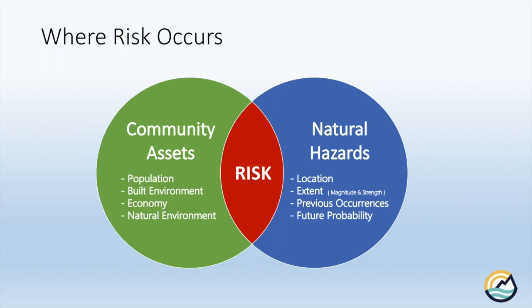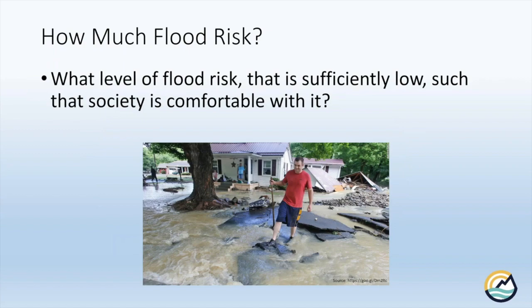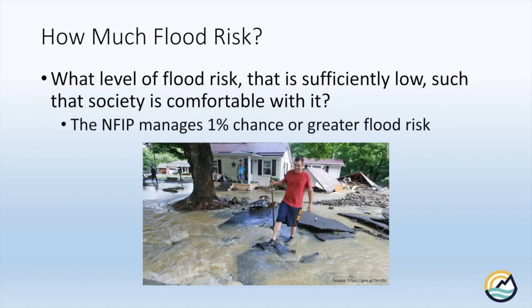When we're talking about flood risk in particular, though, the big question we have to ask is how much flood risk? What level of flood risk are we willing to accept that is sufficiently low so that we as a society are comfortable with it? Everywhere is at some level of flood risk, but what level are we comfortable with? When it comes to floodplain management and the NFIP, that risk level is defined as a 1% chance or greater flood risk. So we regulate areas that have a 1% or greater chance of flooding, greater than a 1 in 100 chance in a given year.